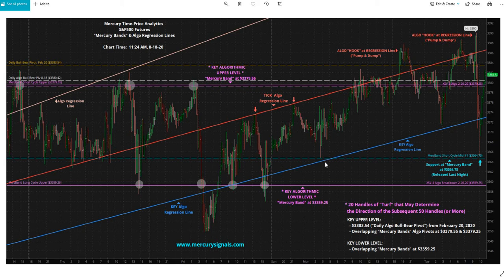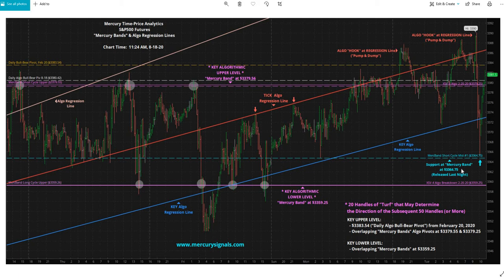So we put this chart out on Twitter last night, and the point that we made is that you've got this key algorithmic upper level at 3379.56. You've got this key lower level at 3359.25. And you can see all the times, the little shaded circles, that prices traded into, through, and then slingshotted back in the other direction over and over again.